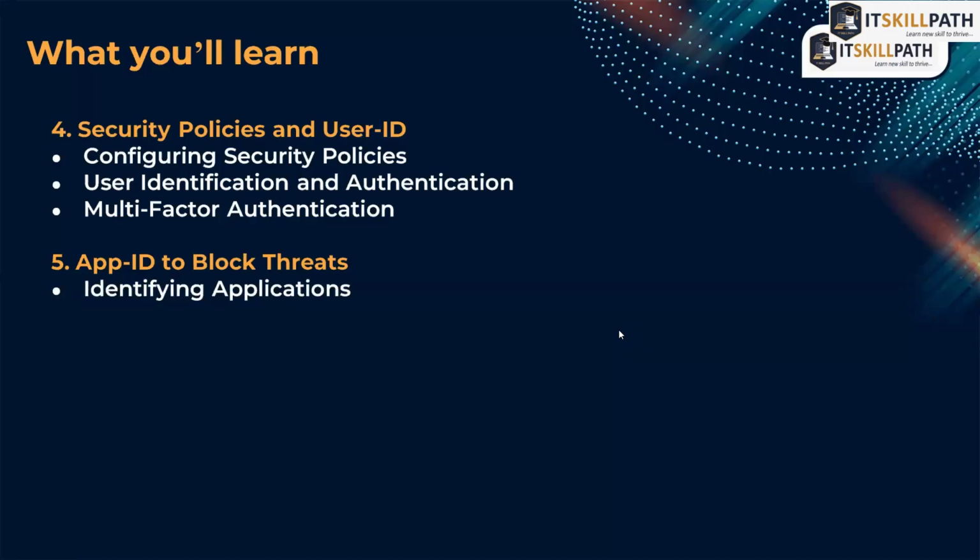Then we'll understand how Palo Alto identifies the application irrespective of port and services. Since it's a next generation firewall, it has the capability to identify the application, so it has a different flow. We'll cover in detail what the Application-ID is, how Palo Alto identifies the application, and how we can block the threat using the application.